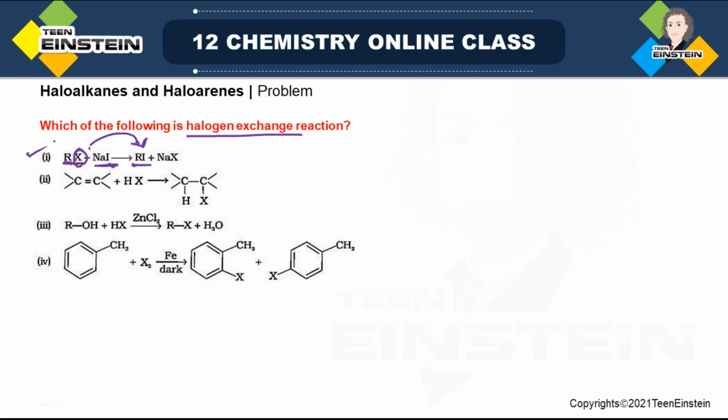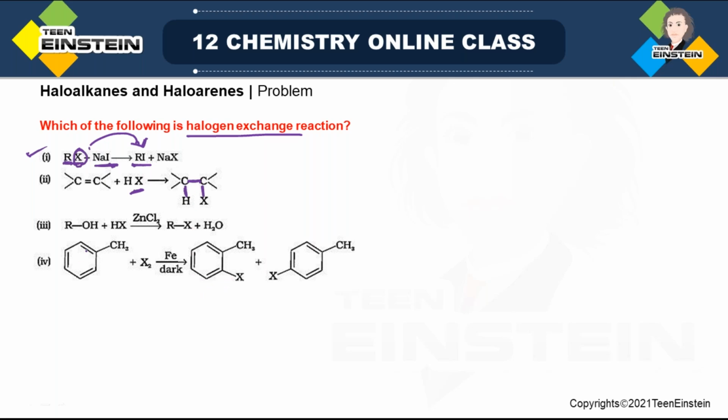But why are the other options not correct? In the second option, you have a C=C double bond. And now after reaction in presence of hydrogen halide, it may be HCl or HBr, it is basically addition of H and X to the C=C double bond. It is an addition reaction. It is not exchange. Simply, this C=C double bond is present before the reaction, and now you have only one single bond between two carbons, and you are getting one C-H bond, one C-X. So this cannot be a halogen exchange reaction.